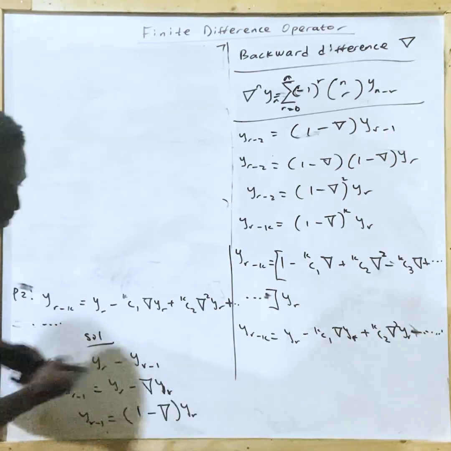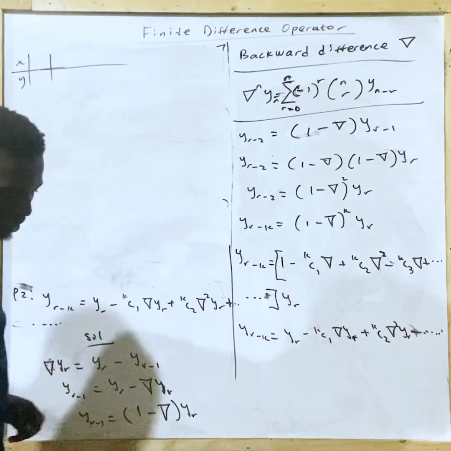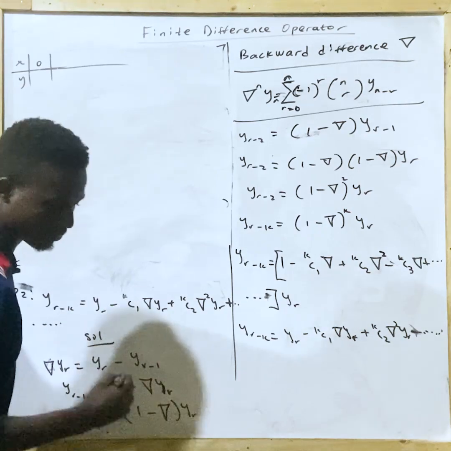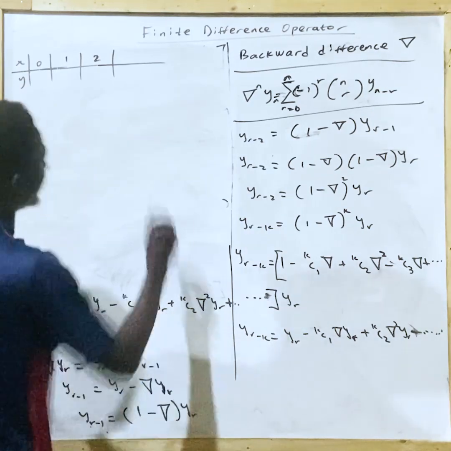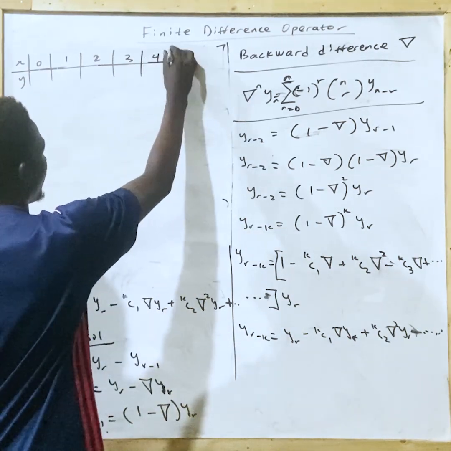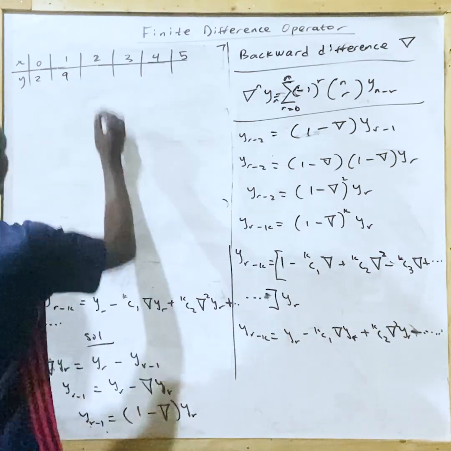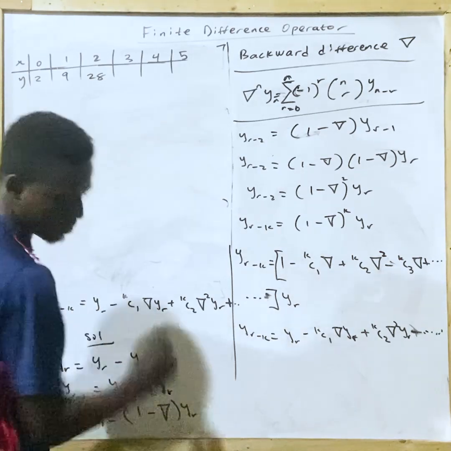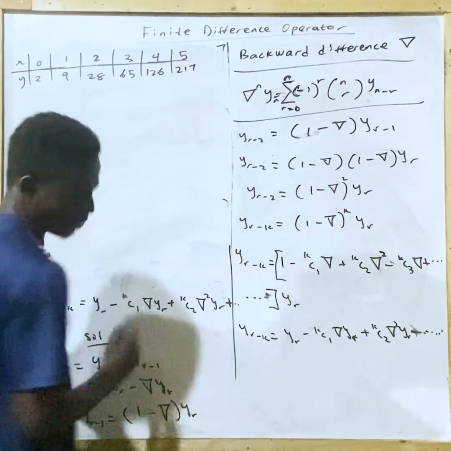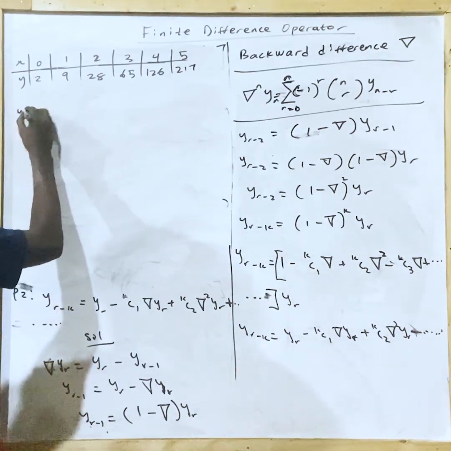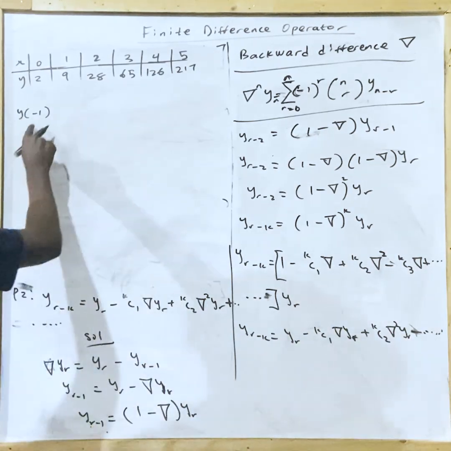So we are given an example, a table of x and y, and we're asked to look for the value of y subscript minus 1 using our backward difference operator. Let me write the values of the table: x is 0, 1, 2, 3, 4, 5 and y is 2, 9, 28, 65, 126, and 217. So we have to look for this.